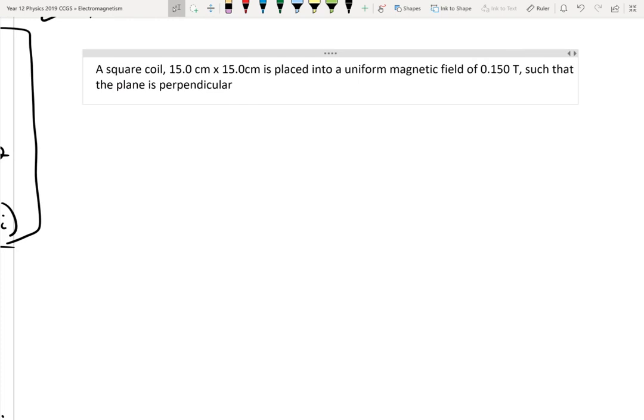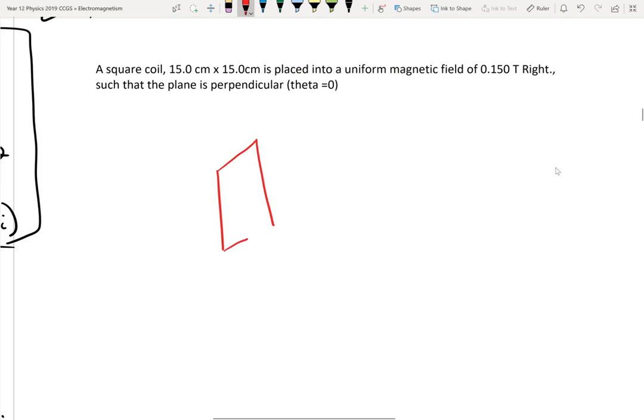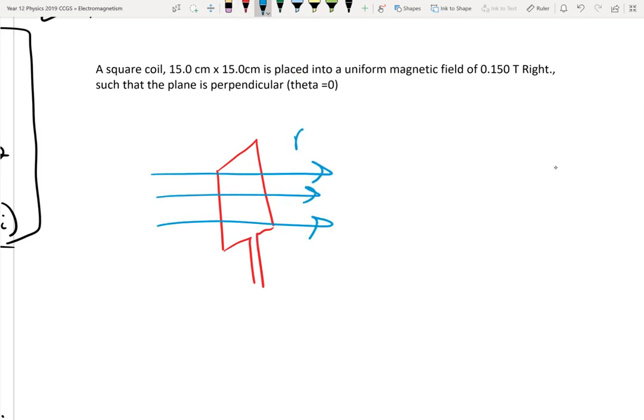Which direction? So which way, up or down? Let's go right. So we're going to have the uniform magnetic field of 0.5 Tesla, right. So how would you draw this? You could almost go, here's my square coil, and here's my magnetic field. All right? So that's what I'd like you to consider.